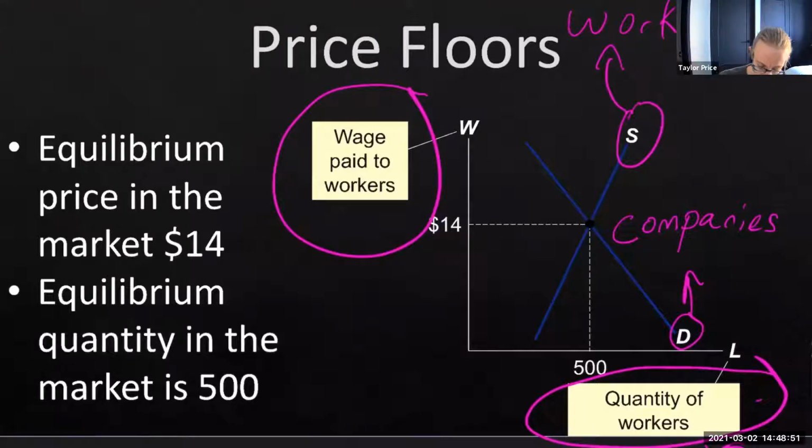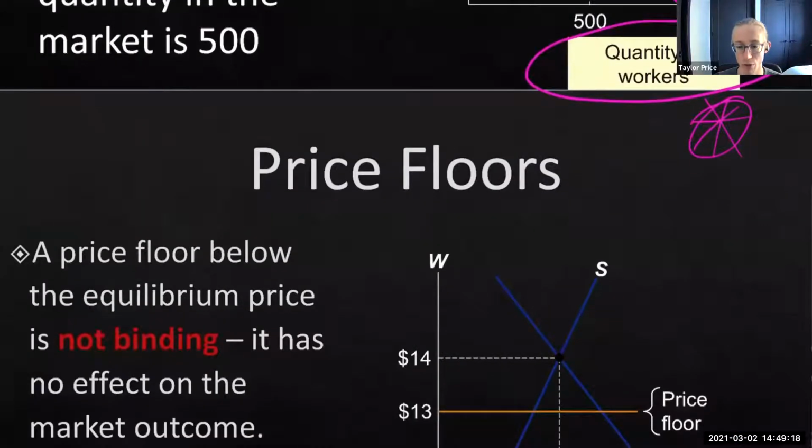And so the W in this case is going to represent the wages paid to workers, and L is representing the quantity of workers in the market. So let's in this case think that we have an equilibrium price in this market of $14 an hour. And at the equilibrium wage of $14 an hour, the quantity of labor supplied is going to be 500. So what's going to happen when there's a price floor?